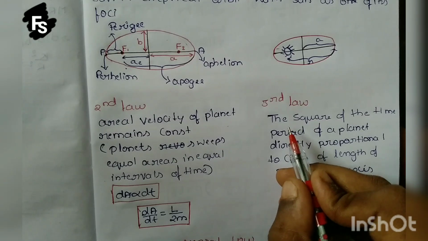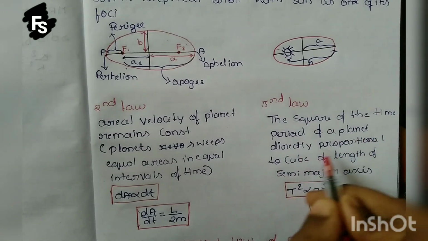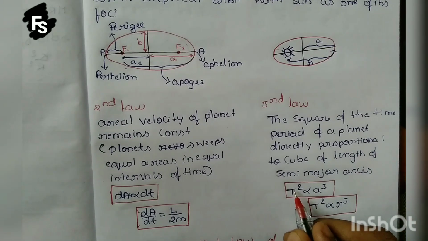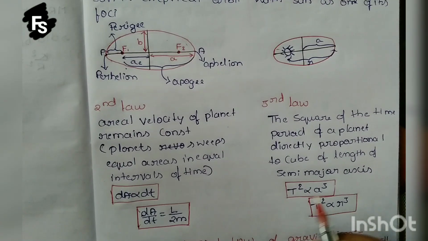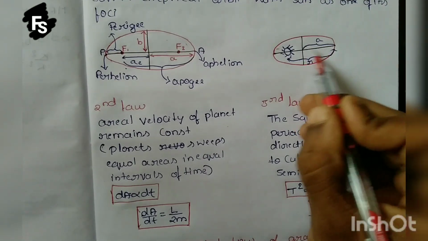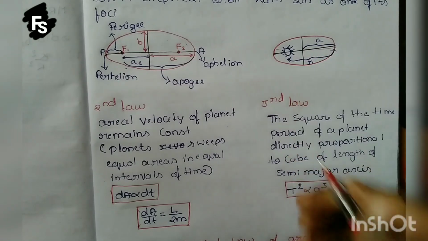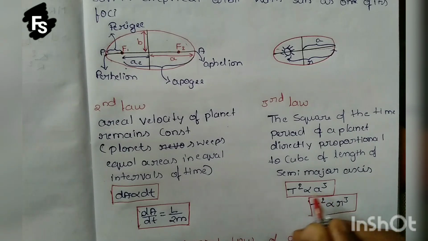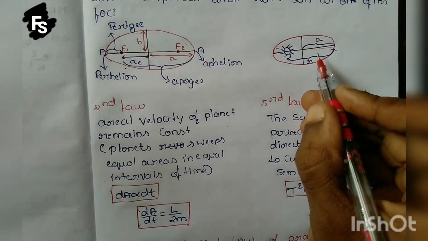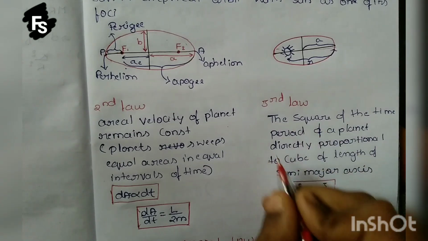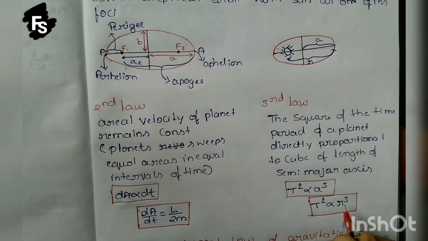The third law states that the square of the time period of a planet is directly proportional to the cube of the length of the semi-major axis. Here, T squared, the time period of the planet squared, is proportional to the cube of the length of the major axis. This is known as the major axis, A. T squared is directly proportional to a cube, or T squared is directly proportional to r cube. Just remember this is a very important relation.